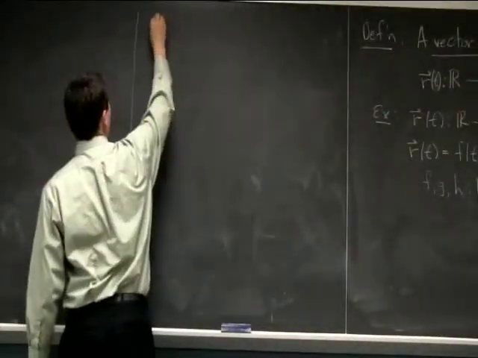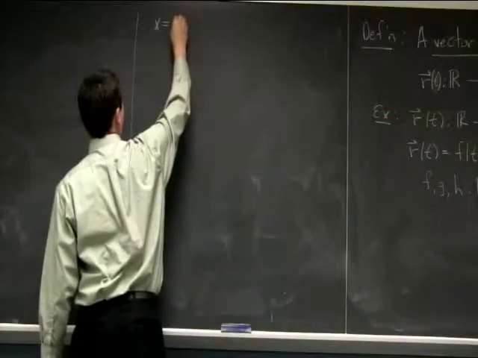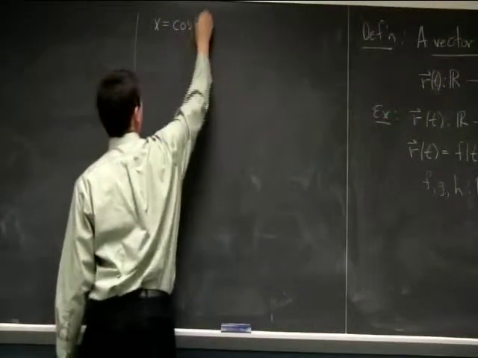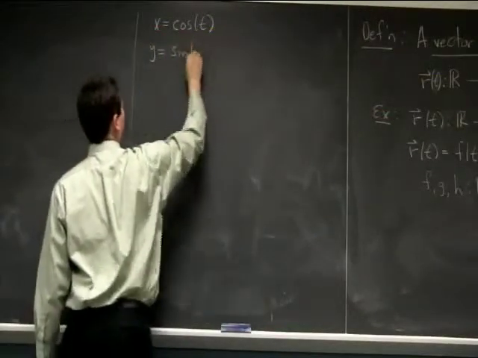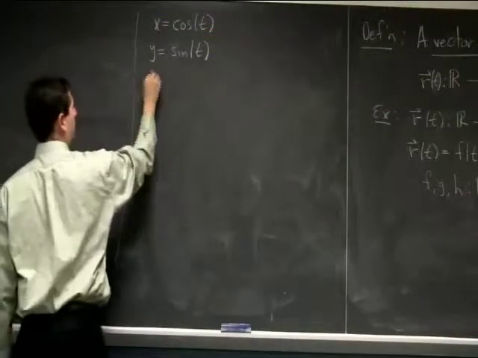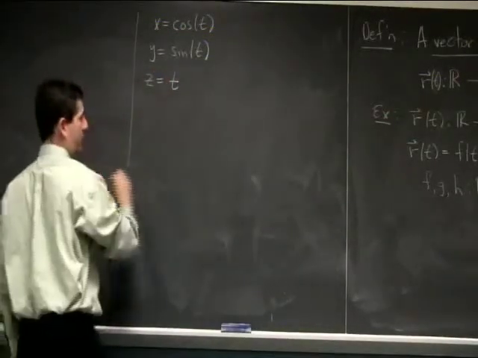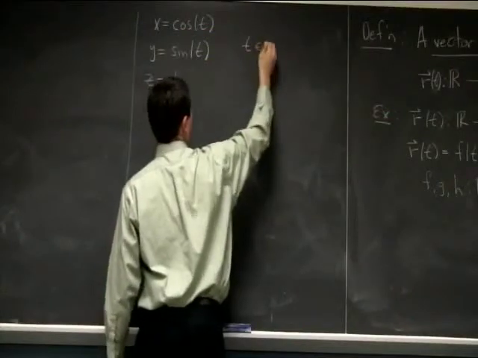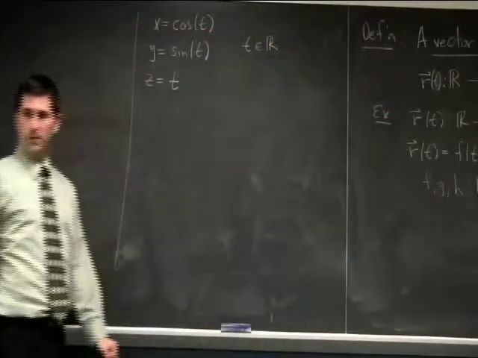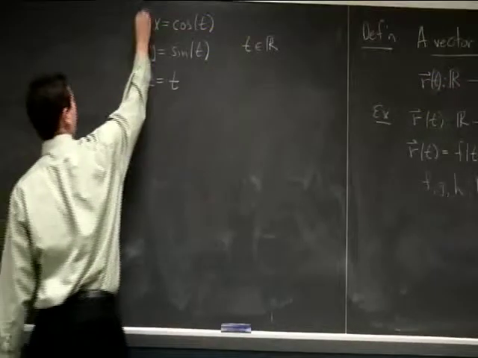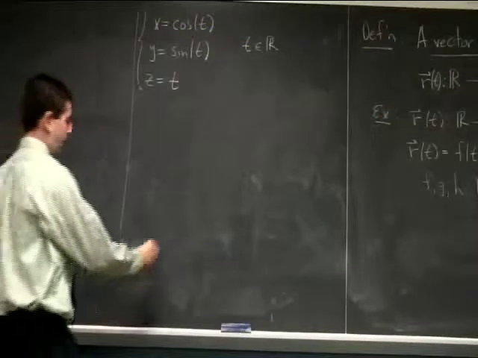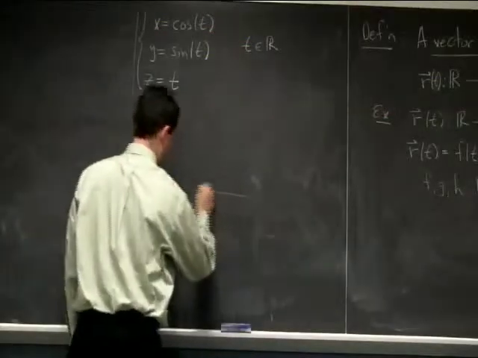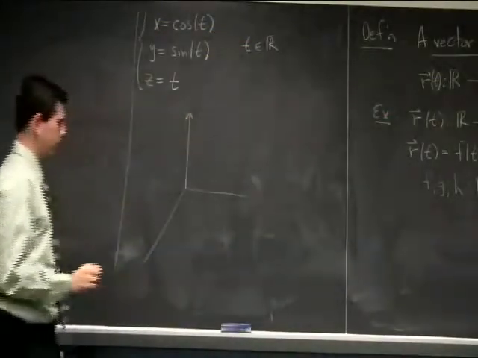So let's say you write down the following parametric equations. x equals cosine of t, y equals sine of t, and z equals t, where here t is allowed to run through all real numbers. So graphically, what's going on?